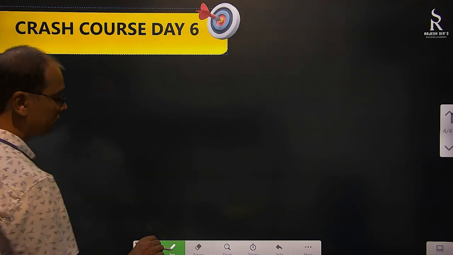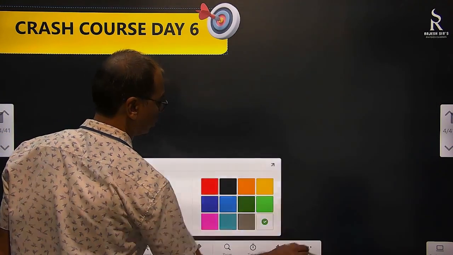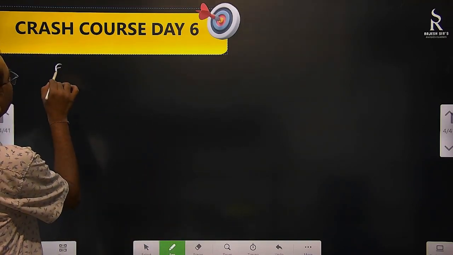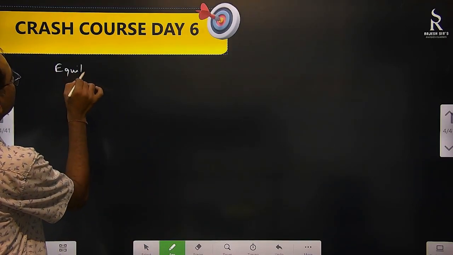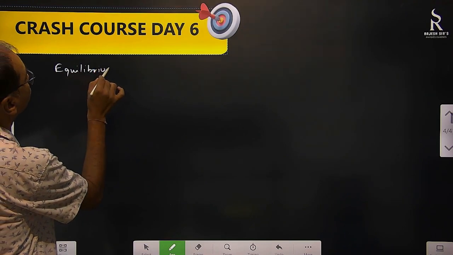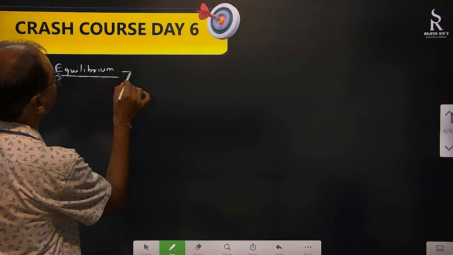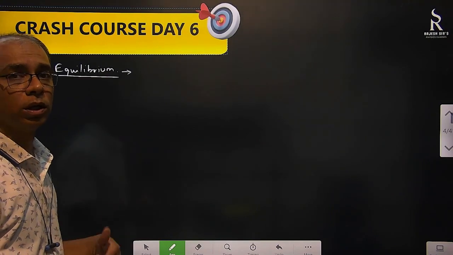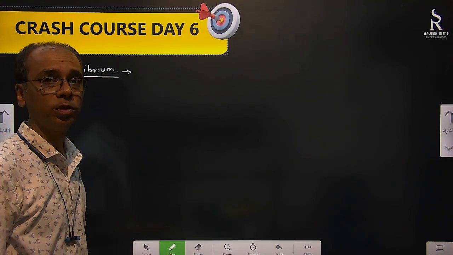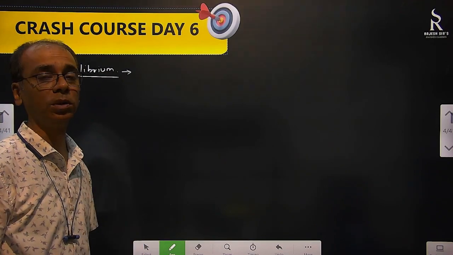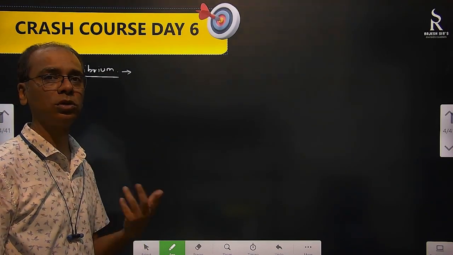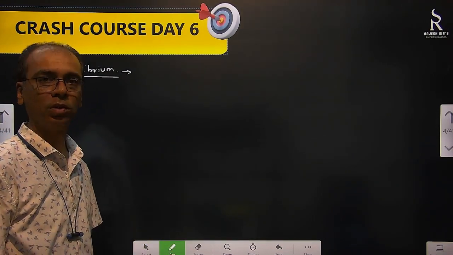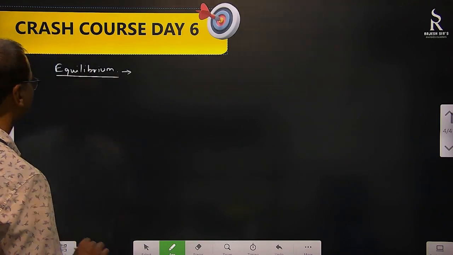Let's see a few questions on equilibrium also. Equilibrium means what? So far we have seen equilibrium in laws of motion where total force was zero. But in rotational equilibrium, we require translation equilibrium as well as rotational equilibrium. That means total force is zero and total torque is also zero. Based on this also, sometimes questions are asked.